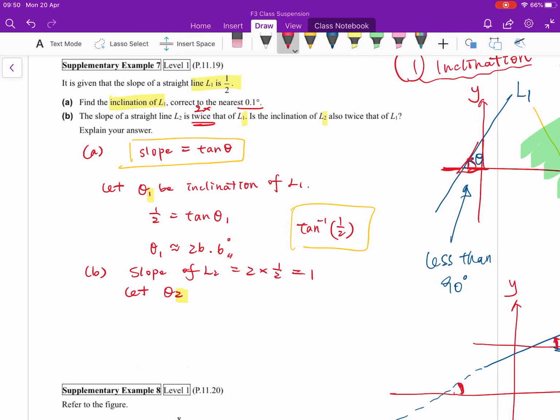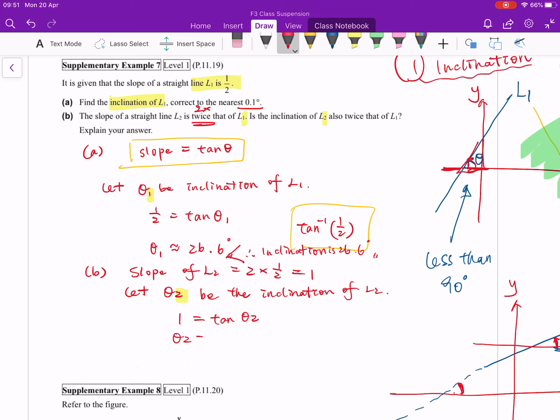So I suggest you can add one more sentence that the inclination is 26.6 degree. Okay, and then come back here, part B, let theta 2 be the inclination of L2. And then once again, the slope, which is 1, equals to tangent of the inclination of L2.